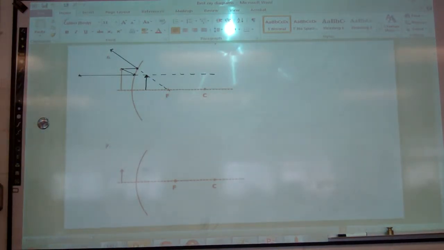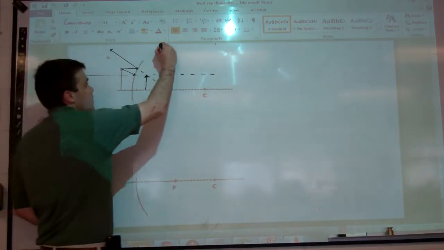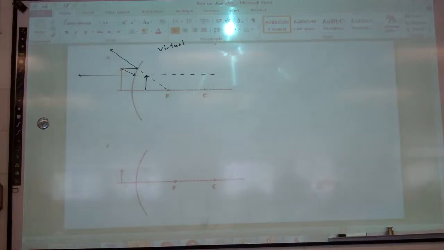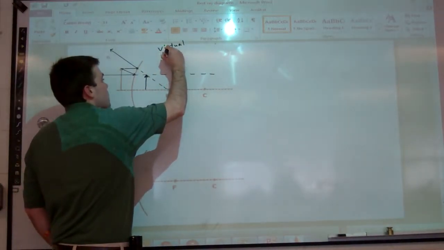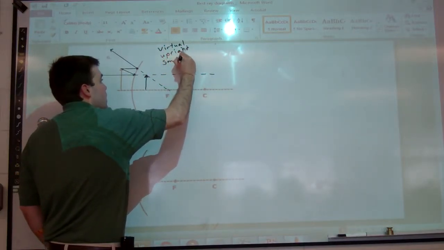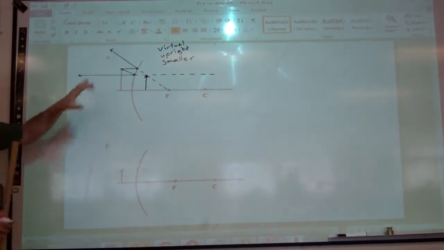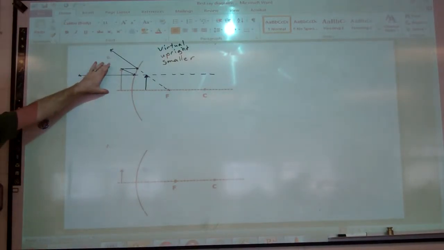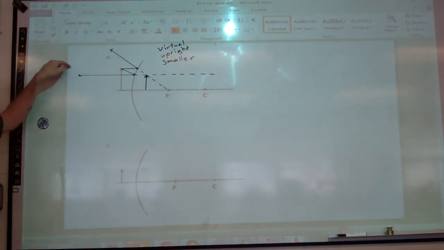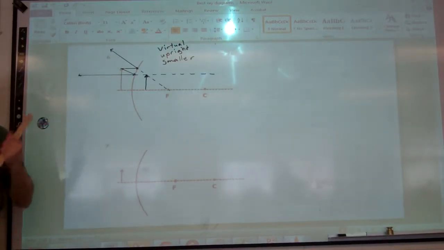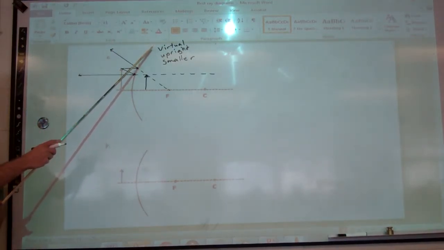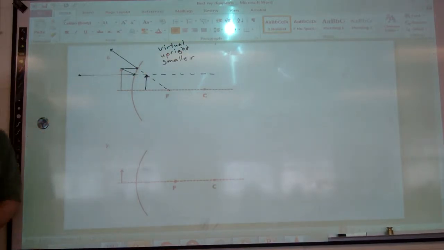So is that real or virtual? Upright or inverted? And smaller. And no matter how far away I pull this arrow, it's always going to do the same thing. It'll go toward the mirror and back. And so when you have a convex mirror, you can only form virtual images that are upright and smaller.